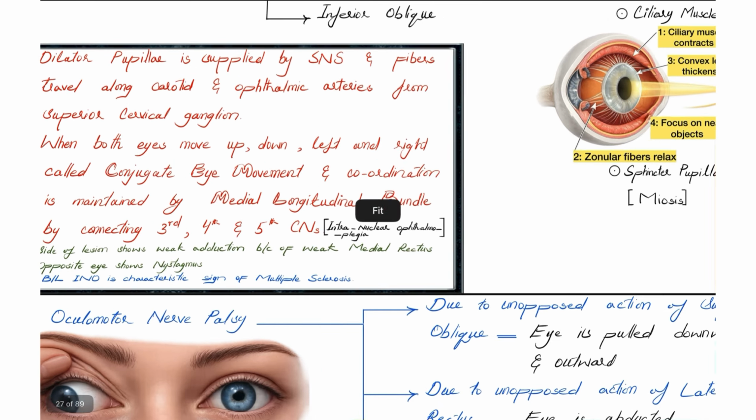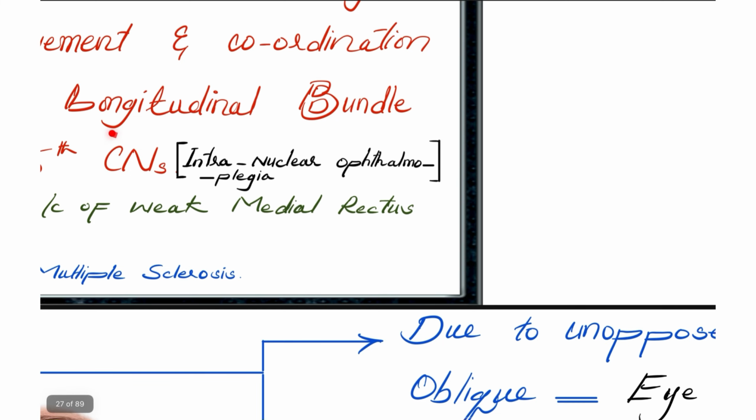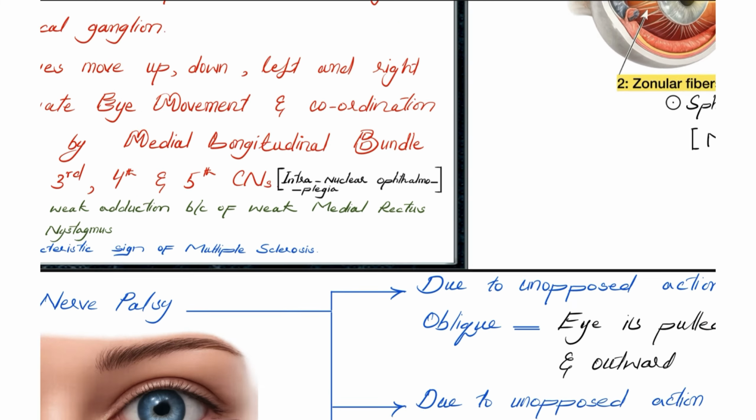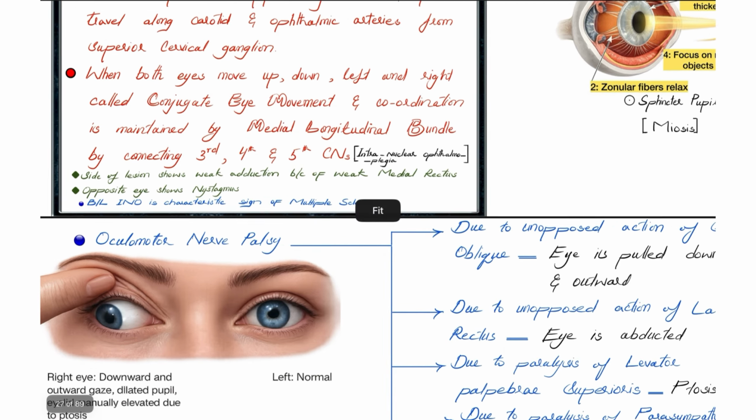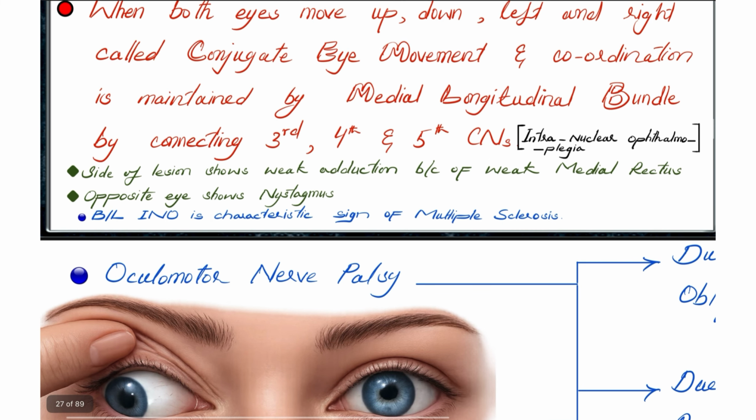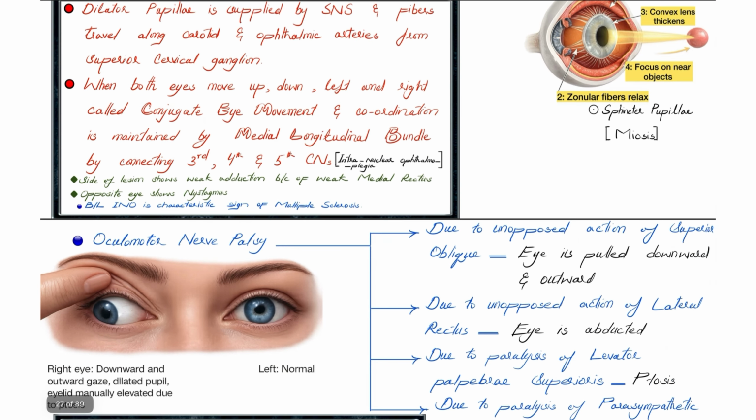Now, if damage or trauma occurs to the medial longitudinal fasciculus, this is called internuclear ophthalmoplegia. So what will be the sign if internuclear ophthalmoplegia occurs? The side of the lesion shows weak adduction, meaning weakness of the medial rectus, while the opposite eye shows nystagmus. And remember, a very significant sign of multiple sclerosis is bilateral internuclear ophthalmoplegia. So this was a brief overview of the basics of the oculomotor nerve.